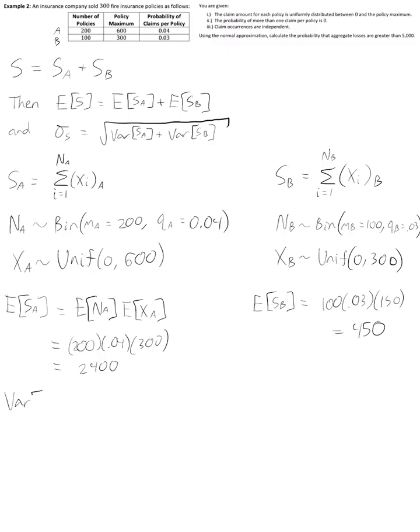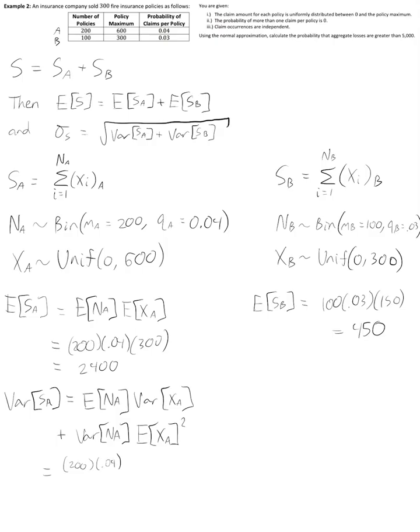Now for the variances, we're going to use our formula that tells us the variance is the expected value of the frequency times the variance of severity, plus the variance of frequency times the expected value of severity squared. And again, we have the expected value of the frequency is 200 times 0.04, and the variance of this uniform is 600 squared over 12.